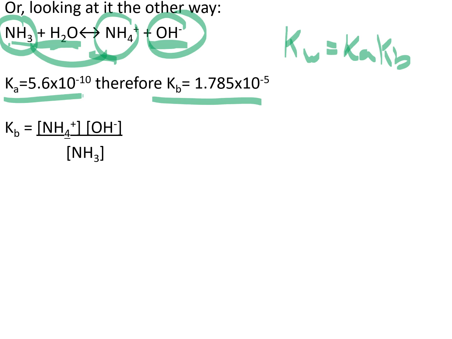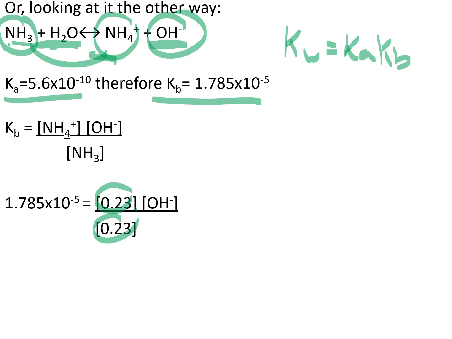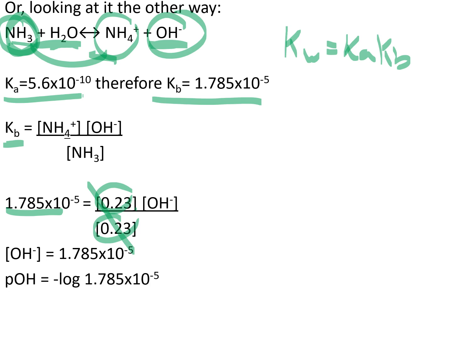Again, really small K values, decent amounts of initial concentrations. So we can assume X is small. I'm skipping right over the ice table, and I'm not showing the 100 rule, but essentially we're doing that in our head at this point. So again, because those concentrations are equal, they're going to cancel out. So this Kb here of the ammonia is equal to the OH concentration. So therefore we have 1.785 times 10 to the negative 5 moles per liter of OH. We negative log that. That would give us our pOH. And if we convert that to pH, we get the exact same answer.